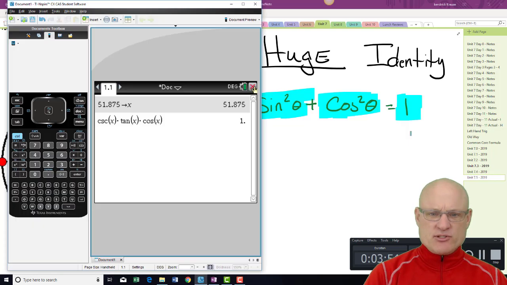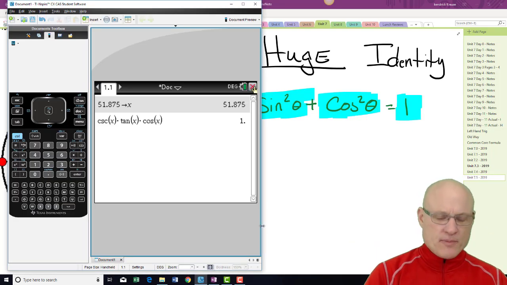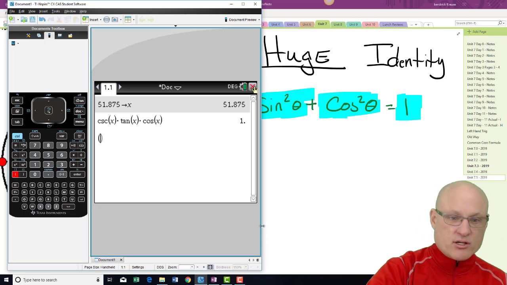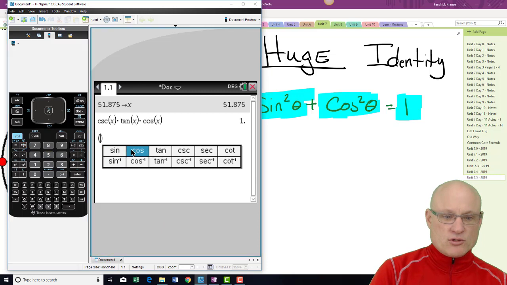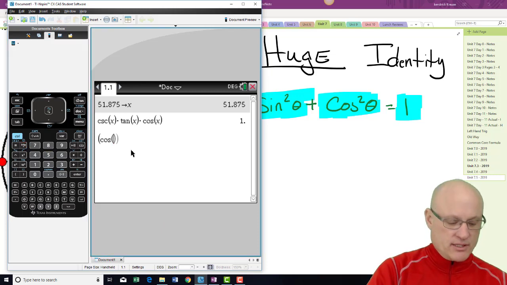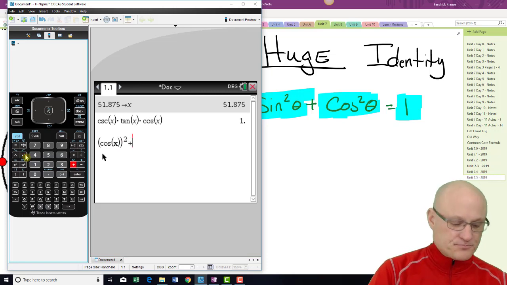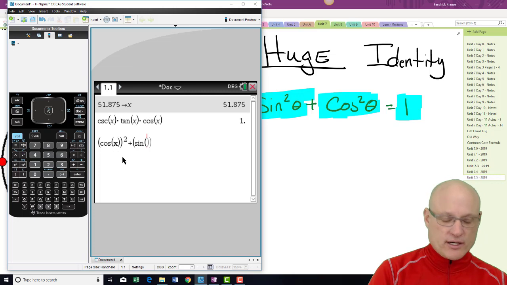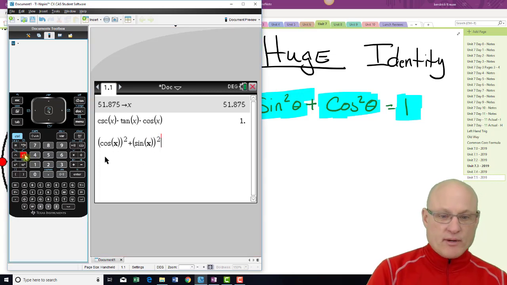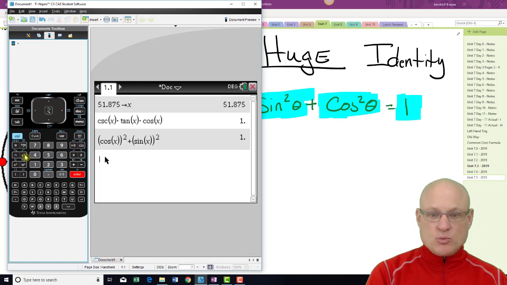Let me check it on the calculator. So, now remember, when we put cosine squareds in, we got to do a little funky. Oh, well, it doesn't matter. X. And we'll do a squared. Plus sine. Doesn't matter which order I go in. X squared. No matter what, I get 1.